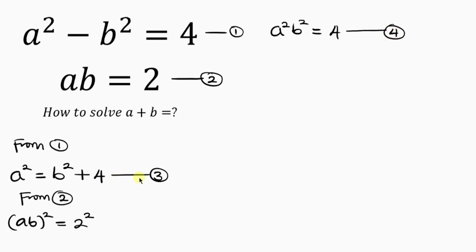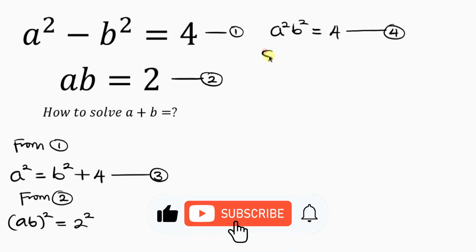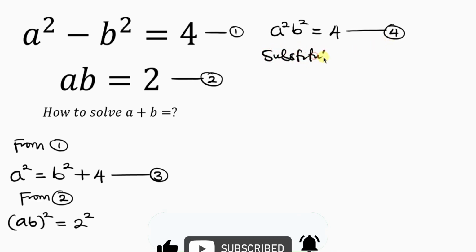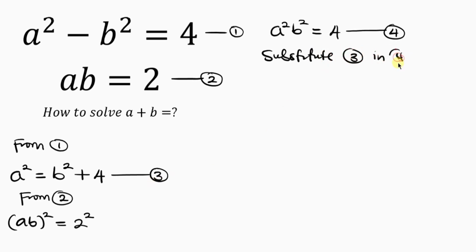Now I'll be solving equation 3 and 4 simultaneously. I'll be substituting, so I'll substitute equation 3 in equation 4. So let's go ahead and do that. Now I have a squared equal to b squared plus 4, which I'm going to put here wherever I see a squared. So look at a squared here. I'm going to be substituting b squared plus 4 for a squared. Now I have b squared, so times b squared equal to 4.